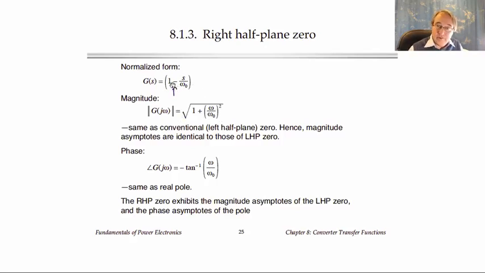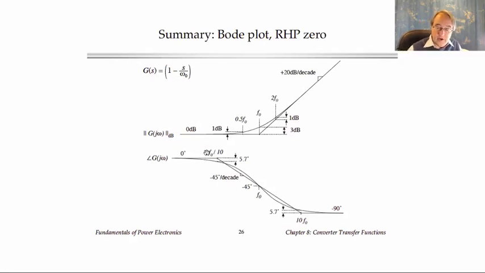However, the minus sign does change the phase. When we take the arctangent of the imaginary over the real part, the minus sign comes into play, and so we get a minus sign here in the expression for the phase. So the right half plane zero has a magnitude like any other zero, but its phase is not like a zero. It has another minus sign and looks like a pole. So here are the asymptotes for the right half plane zero, with magnitude like any other zero, but phase that looks like the phase of a pole.